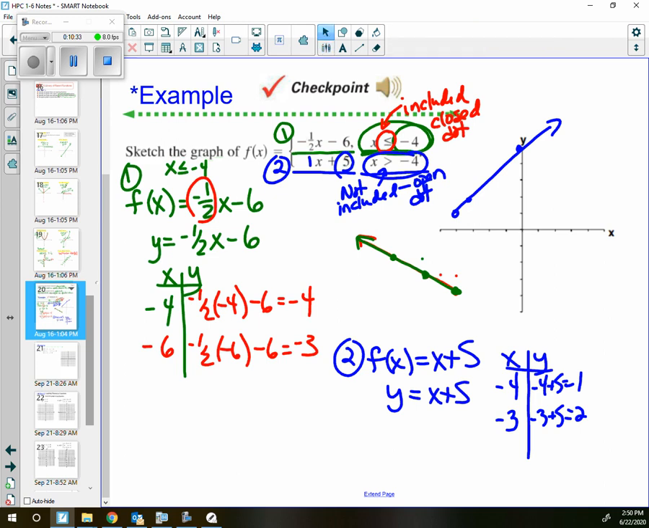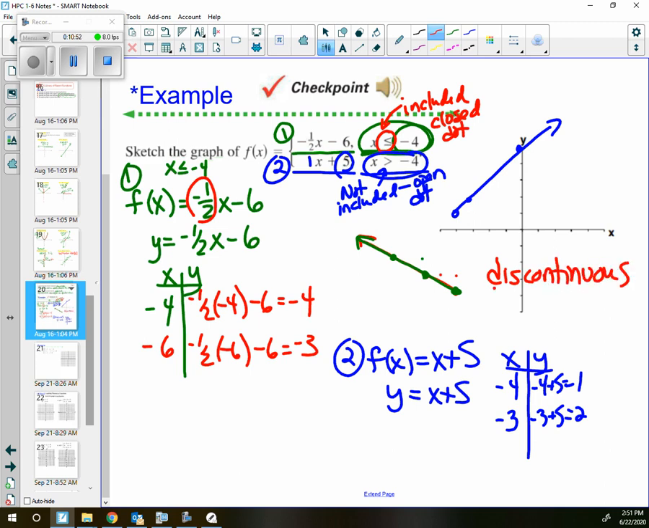So together, these two line segments, or rays, I should say, come together to make this piecewise graph. Now notice the two pieces don't connect to each other. Sometimes when you finish one piece, the next piece starts right there. This one would be called discontinuous.